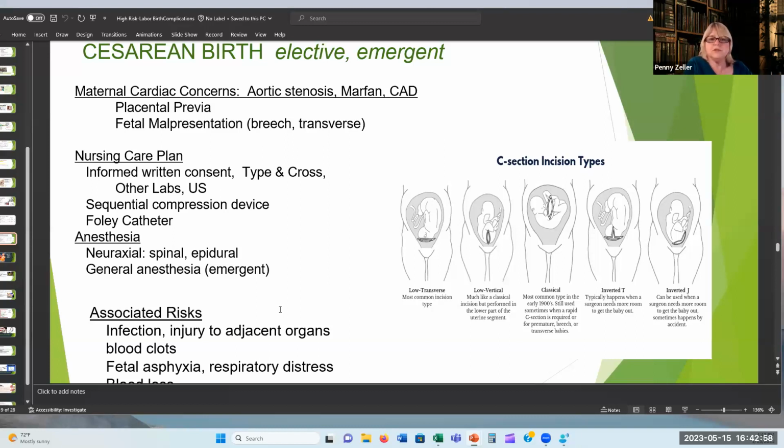If we're doing an emergency C-section, of course, it's going to be a general anesthesia.